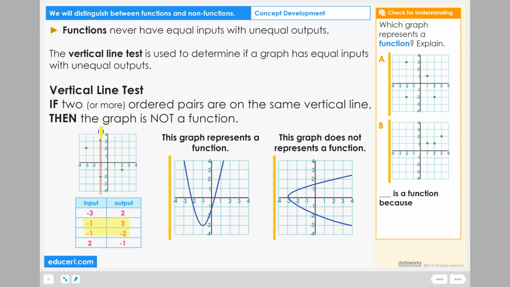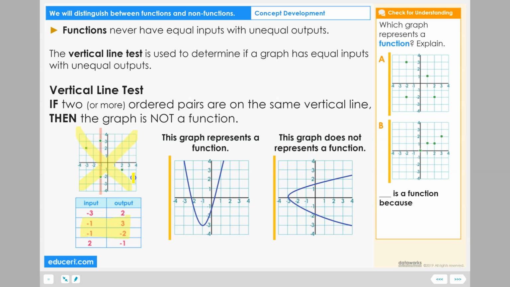In this example, we see that we have two ordered pairs that are on the same vertical line. The ordered pairs are (-1, +3) and (-1, -2). And if we take a look at the input-output table below, we see these two ordered pairs in the table showing equal inputs, -1, and unequal outputs, +3 and -2. The vertical line test found those same two points, and that's how we know that this graph of ordered pairs is not a function.